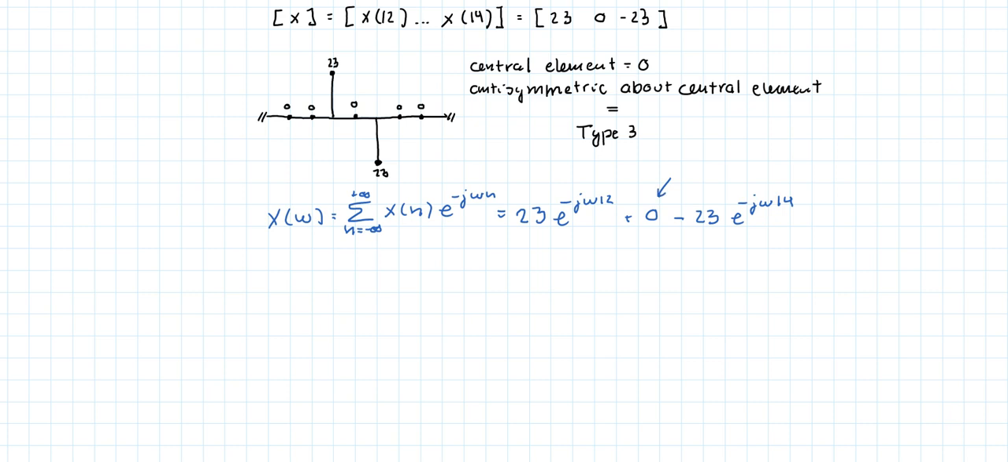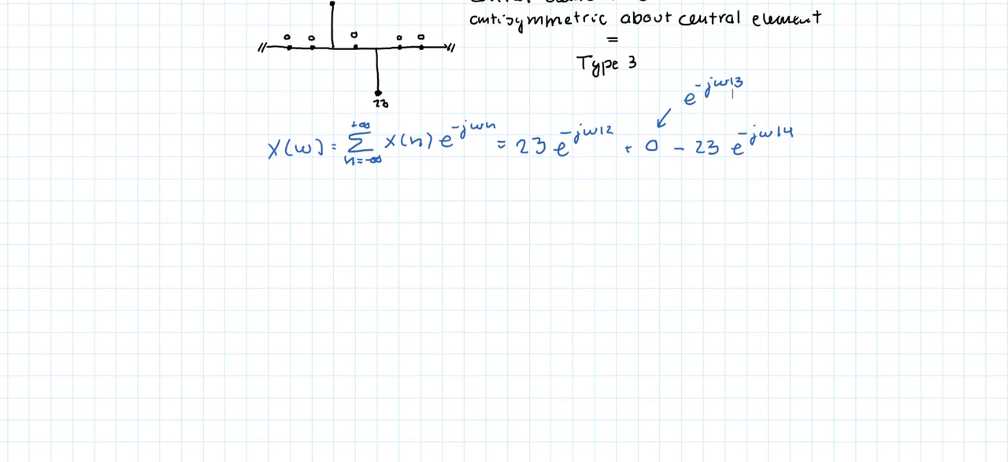So here we should have e to the minus j w 13, but it's multiplied by 0, so it's not there. So the trick here is to take out the common factor and also take out e to the minus jw13 as if it was there. So really what that is, 23 e to the minus jw13 times e to the jw minus e to the minus jw.